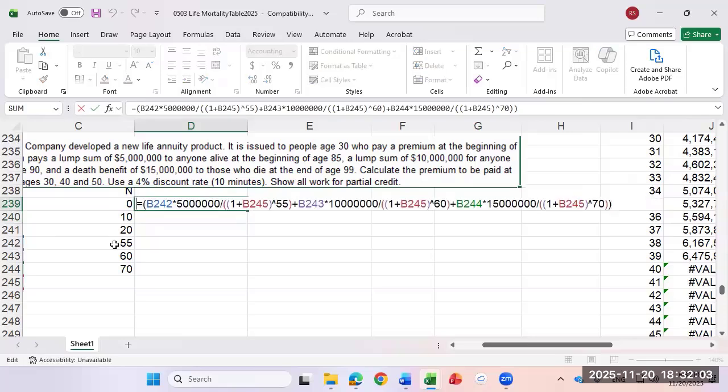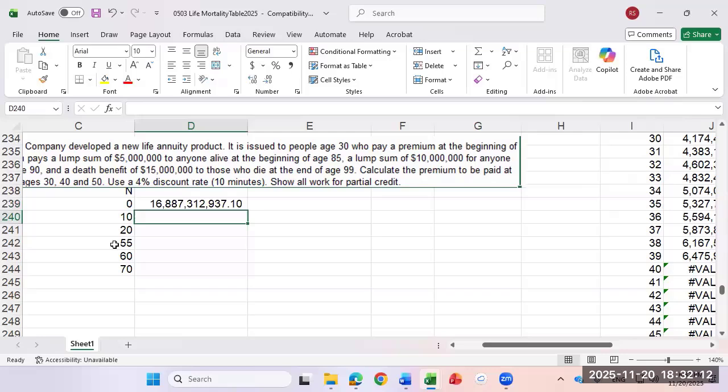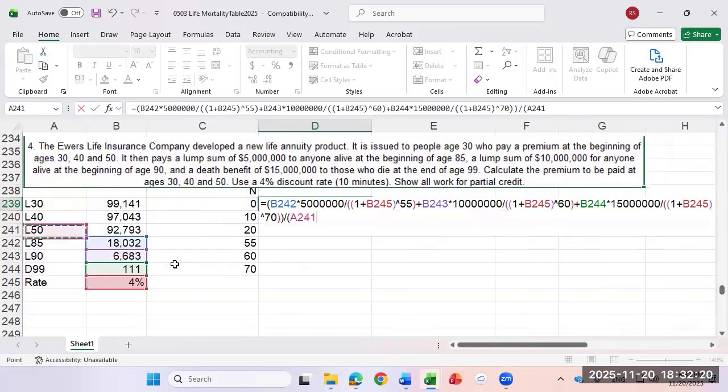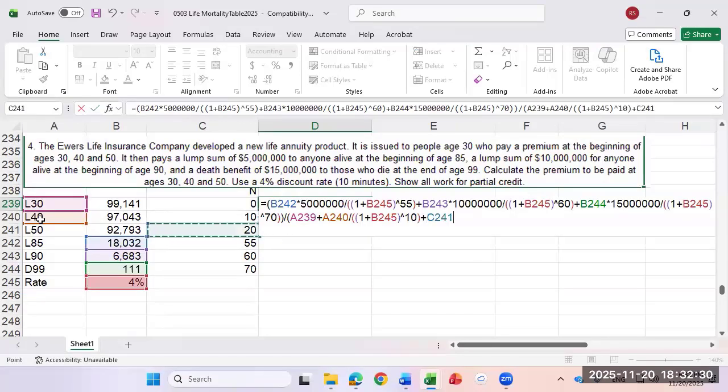That may be right. So let's see, that first one closes out. That one closes out. Yeah, that looks right to me. And we're going to divide that. The premium payers is the easiest one. So we have L30 plus L40 divided by 1 plus the rate raised to the 10 plus L50.